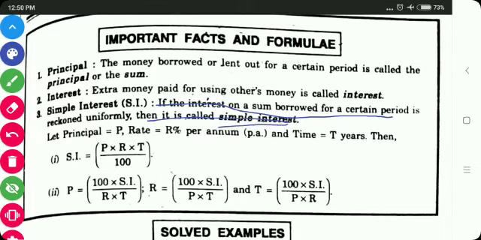Okay, so here let the principal be P, that is also called the sum. The rate is R% per annum, time is T years. Then we will calculate the SI, that is simple interest, by using the formula PRT upon 100. P is equal to 100 into SI upon R into T. By using this equation we will find out P as well as R and T. Okay, so now we will solve some problems.